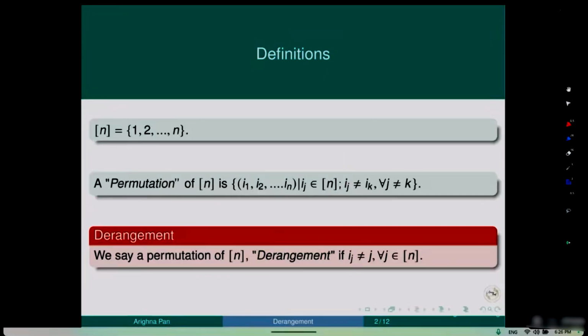And for this case, we will denote the number of derangements as dn, or maybe the subfactorial of n. These two notations are used for the number of derangements of a permutation.